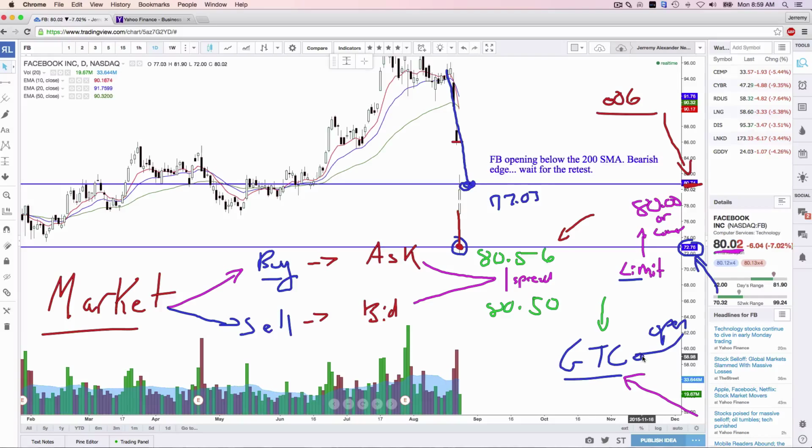Unless you go in and cancel it, which is not very hard to do. So that's market and that's limit. Now, there is a limit buy.